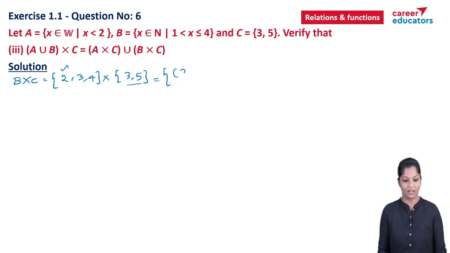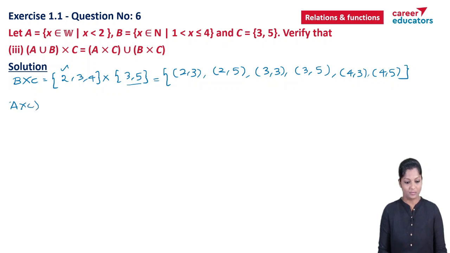We will get 2, 3, 2, 5. Likewise, we have to do it for the remaining elements of B. We will get 3, 3 and 3, 5. 4, 3 and 4, 5. Next, we have to find A cross C union B cross C.